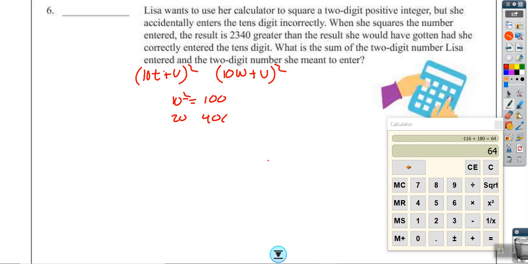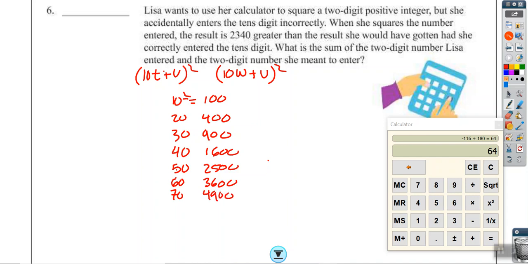20 is 400, 30 is 900, 40 is 1600, 50 is 2500, 60 is 3600, 70 is 4900, 80 is 6400, and then 90 is 8100. So I want to look for a difference that is roughly 2000.